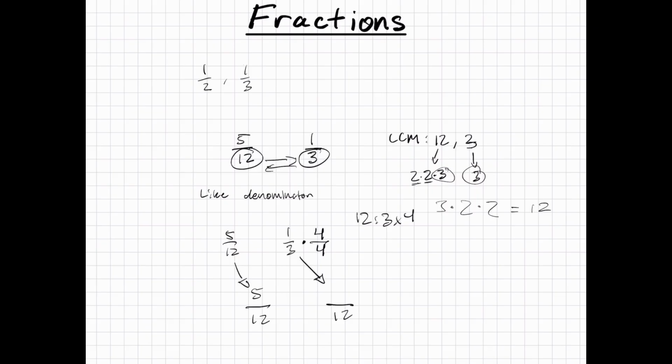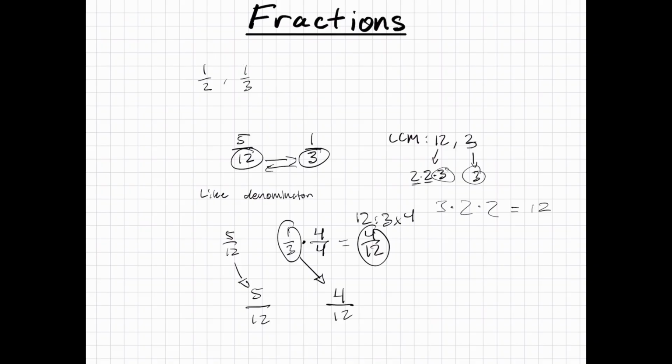Why are we allowed to do this? Well, 4 over 4 is just 1. So we're allowed to multiply anything by 1, and multiplying by 1 doesn't change the fraction's value. So if we multiply by 4 over 4, we're actually left with 4 over 12. And now what we've done is we've written that 1/3 is equal to 4 over 12.